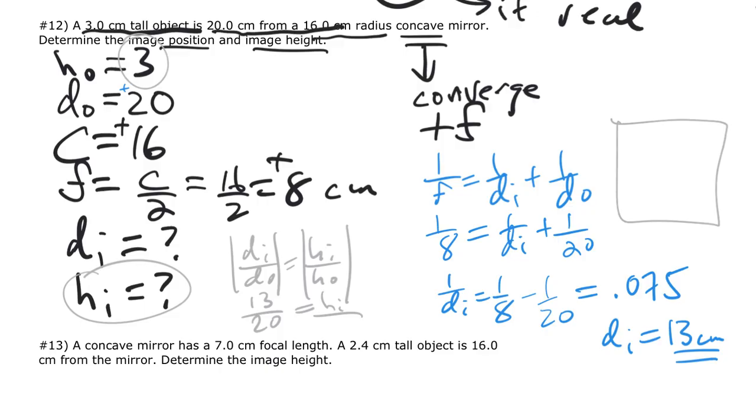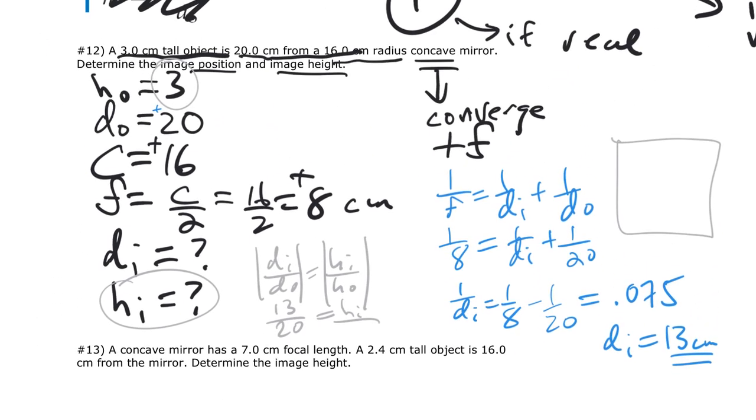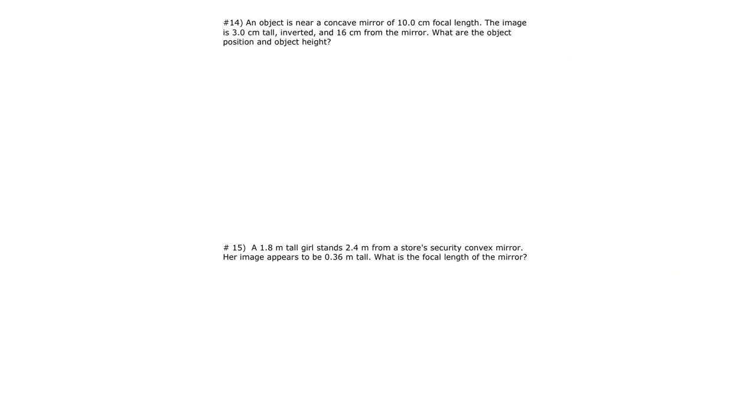Okay, first of all, the image is smaller because 1.95 is smaller than HO. So it's smaller. And because DI is positive, it's real. Because it's real, it's upside down or inverted. So you should be able to describe the characteristics of the image as well. Let's look at number 15.